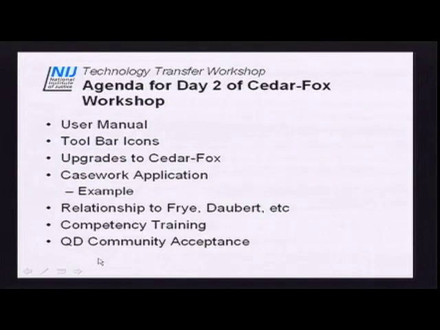So the agenda for today, this morning, is just a couple of things on the user manual. We already did that yesterday. Just one slide I have on that, and one slide I missed showing, which was all the toolbar icons that we have. And I have a few slides on upgrades to Cedar Fox that we have planned for the next few weeks, next 6 to 8 weeks, next few months, that kind of thing.